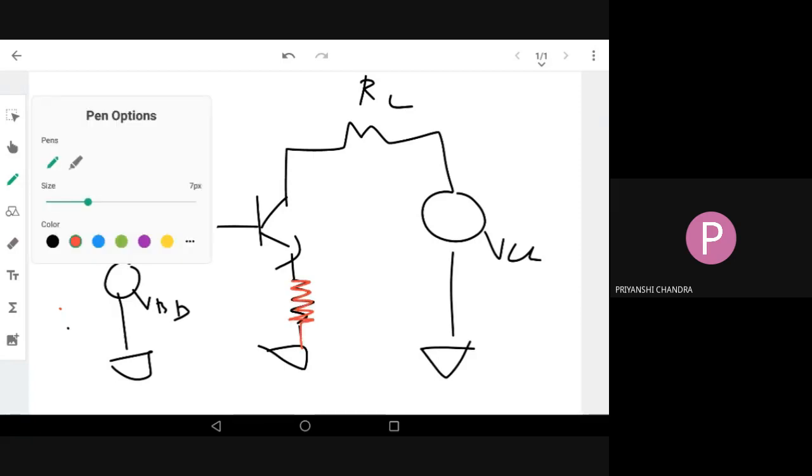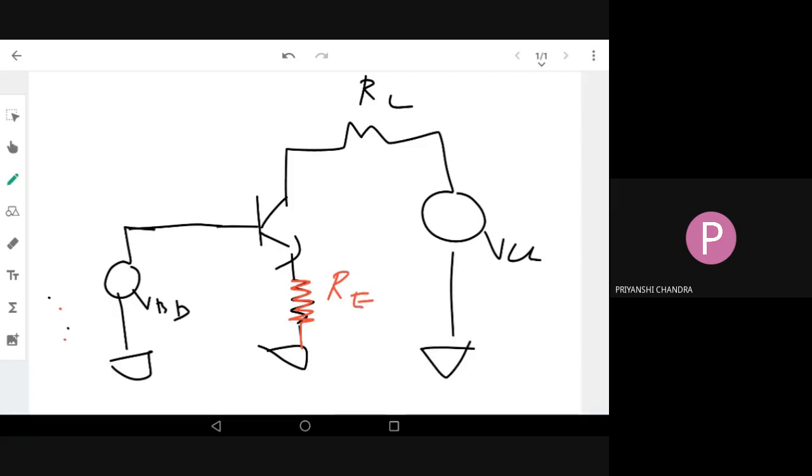So what happened? No other change happened, but a new resistance came in the emitter. This is called RE, the emitter resistor. We'll see that this dramatically changes the circuit operation. Now my circuit is more stable to beta variation. Even if beta is varying, my operating point is not affected much. In the last graph of operating point VC versus IC, you can see different betas, and the operating point varies hugely from saturation to cutoff.